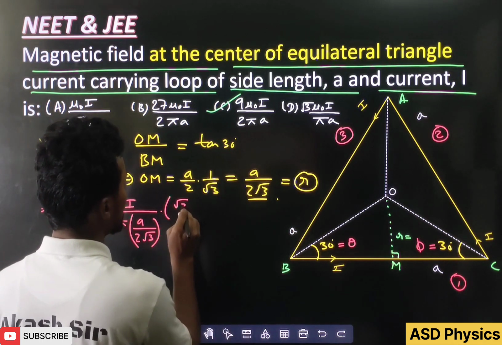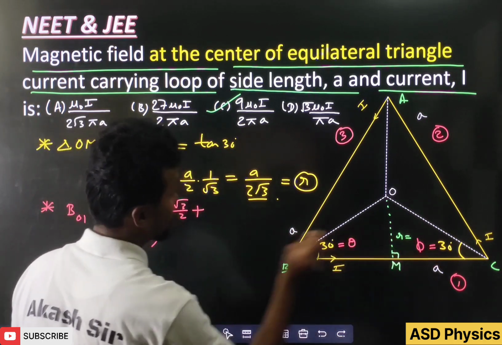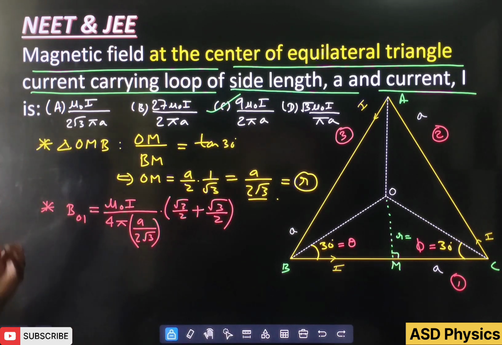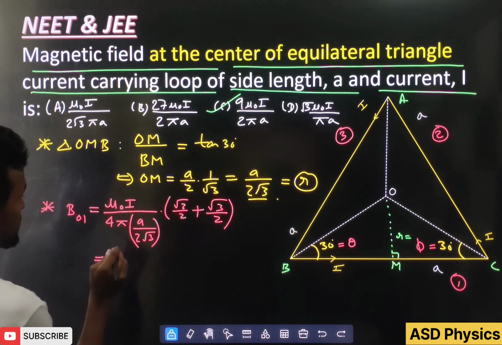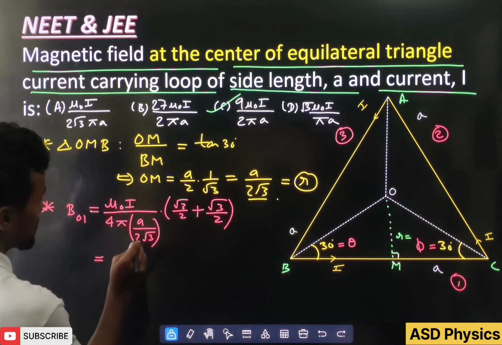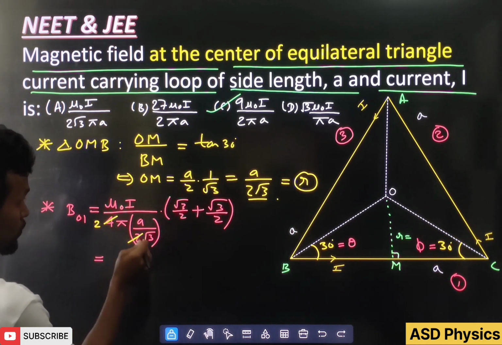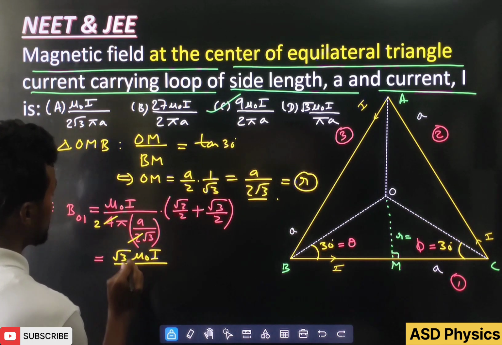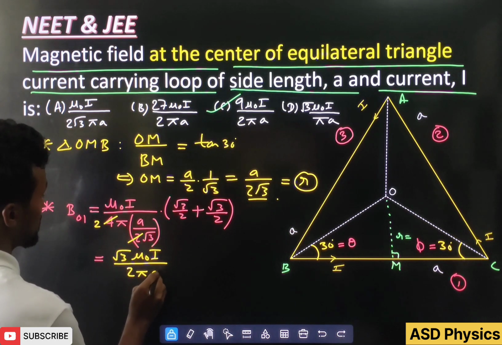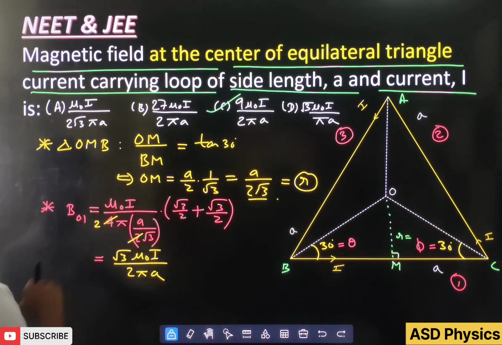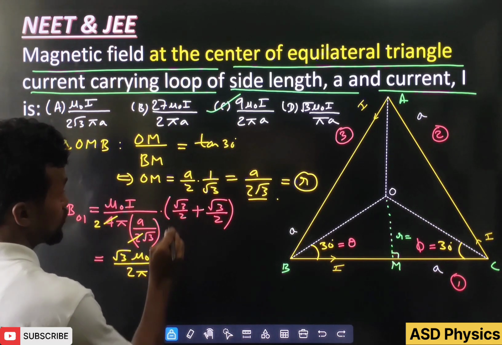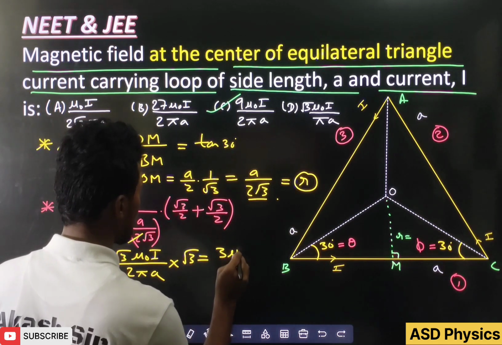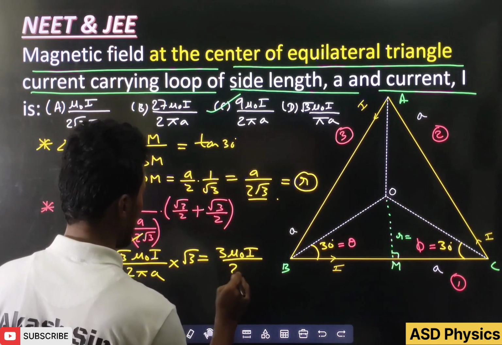So cos 30 is root 3 by 2. Again cos phi, that means cos 30, root 3 by 2. Correct? So what will happen here, students? We have to do the calculation. 2 2 is 4. Root 3 will go up, so it will become root 3 mu naught I by 2 pi a, and again you see root 3 by 2 plus root 3 by 2, how much here? Root 3. So what is coming here? 3 mu naught I by 2 pi a.